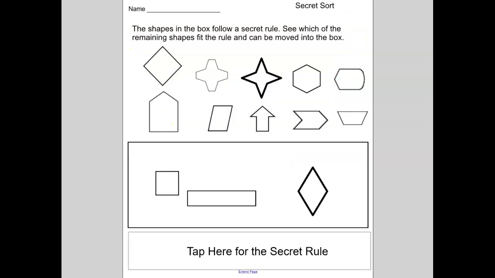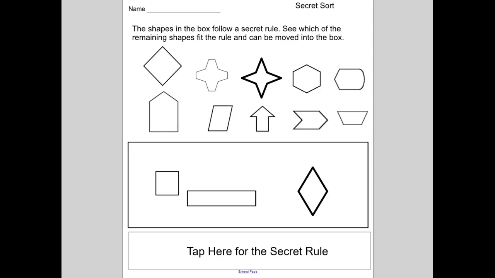I have something super fun for us. So this is our secret sort. Look at all the shapes inside this rectangle right here. Do you see them? Pause the video and tell me the attributes that all of the shapes inside this special box have in common.